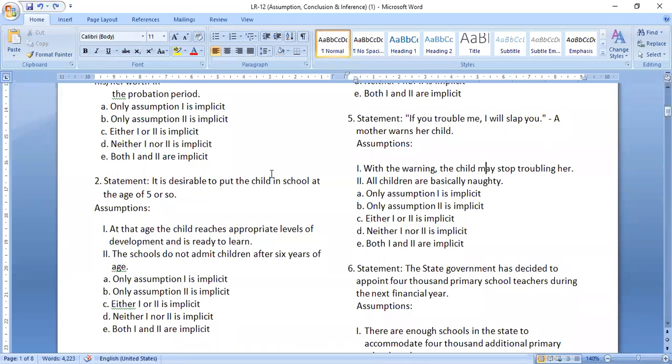Yeah, so I don't think that assumption 2 is implicit in this statement, whereas statement 1 is definitely implicit. So again, I think you can mark option A.